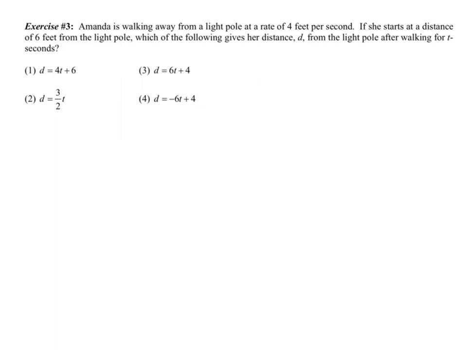And finally, Amanda is walking away from a light pole at a rate of 4 feet per second. If she starts at a distance of 6 feet from the light pole, which of the following gives her the distance, d, from the light pole after walking for t seconds? So she starts 6 feet away, and she's walking away from it. She's not walking towards it. So they're both going to be positive. So if she starts 6 feet away and she goes 4 feet per second, then this is your equation.